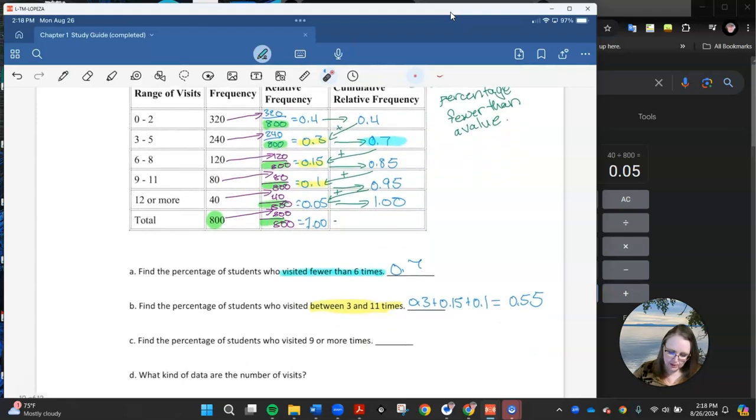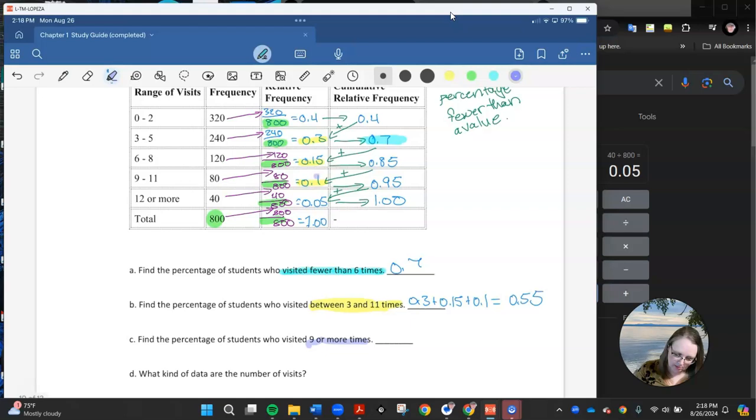Find the percentage of students who visited 9 or more times. And so I can use another color. Let's see, what color haven't I used yet? That's going to be 9 or more. So that's going to be this number here and this number here. I can add those two together. So that is 0.15. It's the 0.1 plus 0.05 will give me that 0.15.